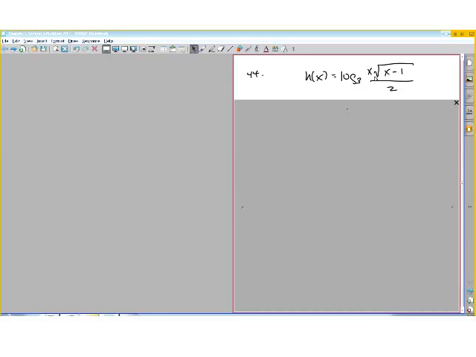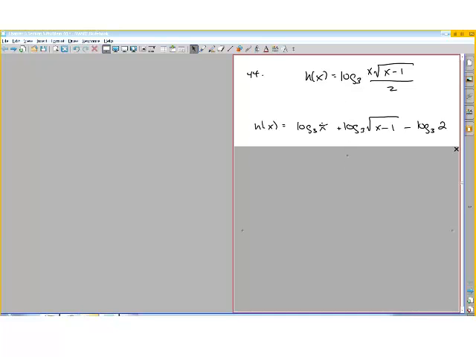Okay, so this is problem 44. I ended up making a mistake, so I'm redoing it again. It was a small mistake. Problem number 44, what we do is we use the properties of logarithms to break out this expression. So we have a product and a quotient. So we can rewrite this as log to the base 3 of x plus log to the base 3 of the square root of x minus 1, because we're multiplying these two terms together. So we can then change them into the sum of the logs. And then the 2 is in the denominator, so we subtract that, log to the base 3 of 2.